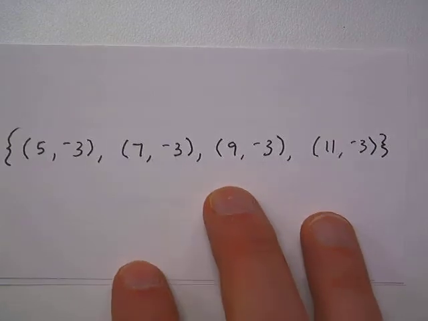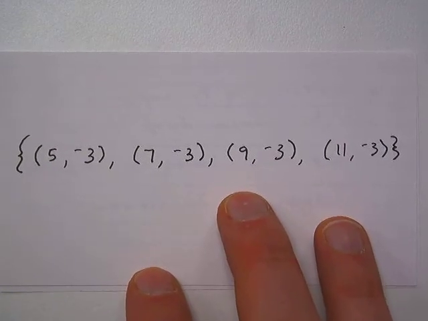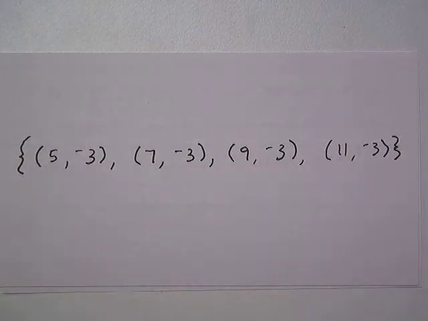Now for a list, what we need to do is we need to check all the x values first. If the x values do not repeat, then it is in fact a function. If the x values do repeat, then we need to look at the y values. If the y values are the same, then it's the same point and it remains a function. But if the y values are different at that point, then it is no longer a function.